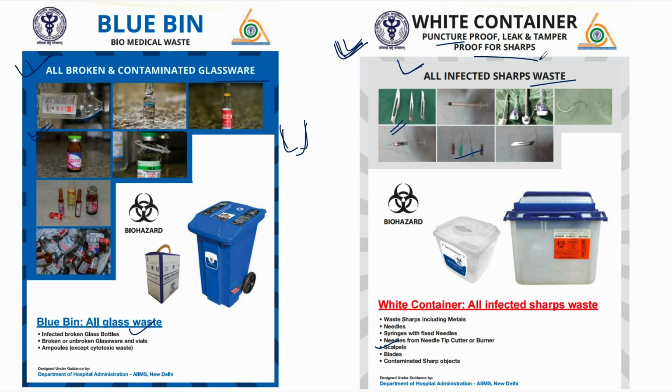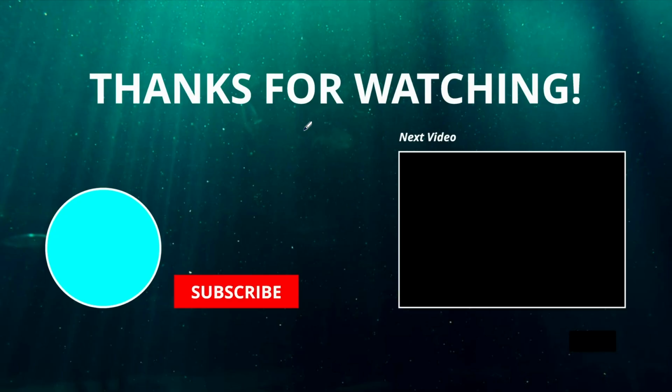In earlier years we were using only 4. Now we are using 5, including the white container, which separates the metal, basically infected metal waste. And infected glassware will go into the blue bin. So these are the waste management protocols from AIIMS New Delhi. All the content written here will be very authentic. So I think this is all about the basics of cytology, and thank you so much for watching.